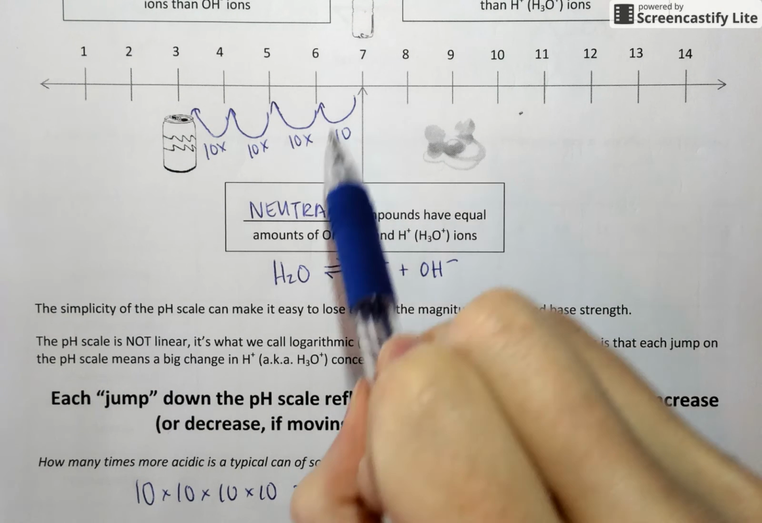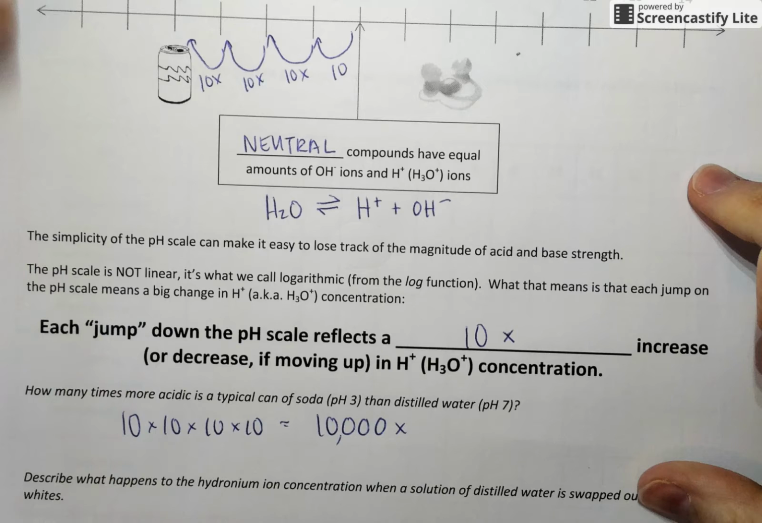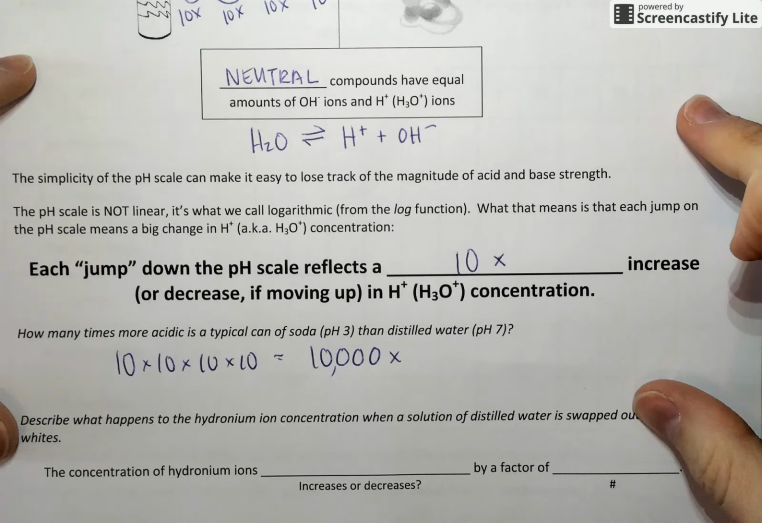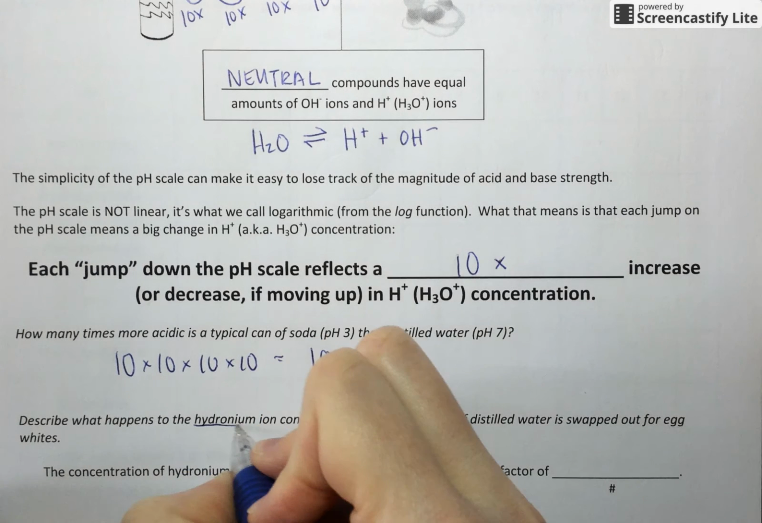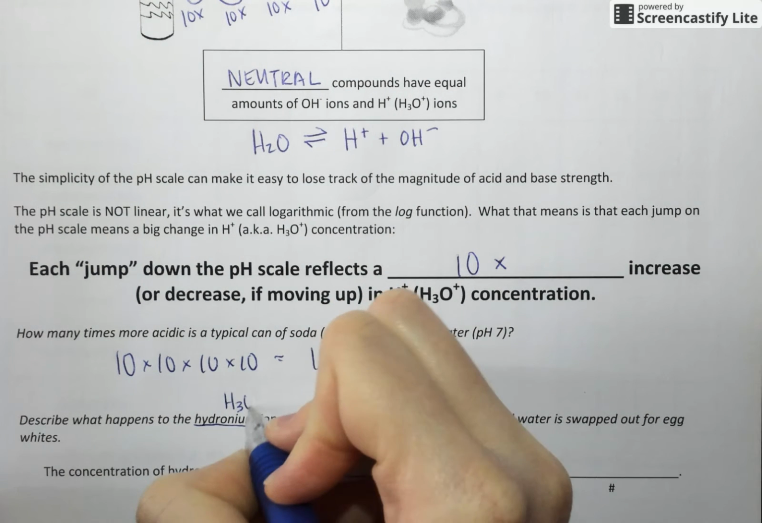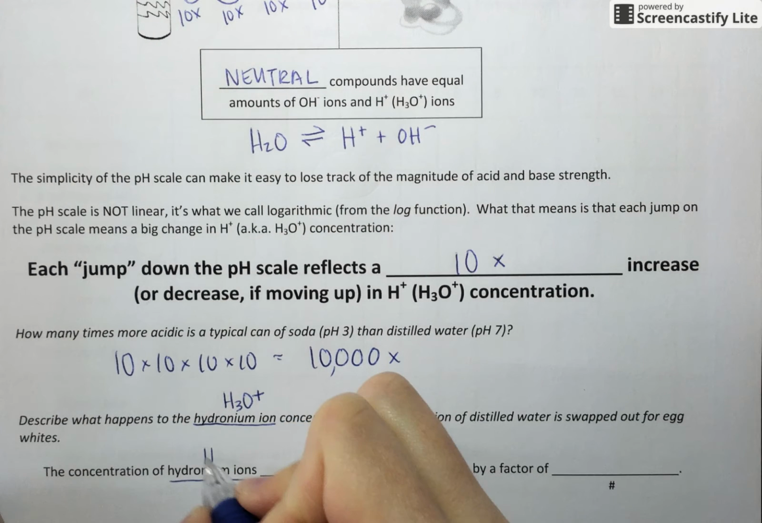So with every jump, we increase our amount of H+ if we're moving towards the more acidic side. Let's look at a different example: what happens to the hydronium ion concentration when a solution of distilled water is swapped out for egg whites. The first thing I need to do is remember what in the world hydronium is. If you look it up on Table E, you'll see that hydronium ions are just those H3O+ ions, which we can, for all intents and purposes, swap out with the idea of H+.